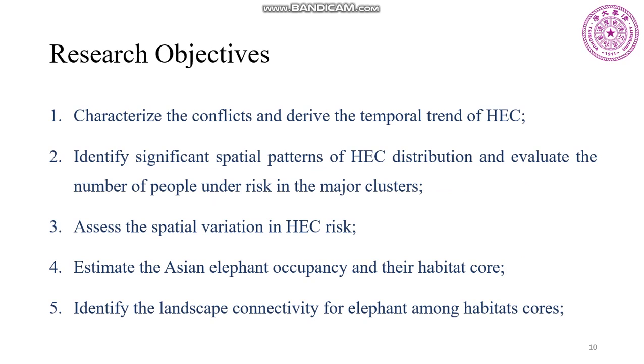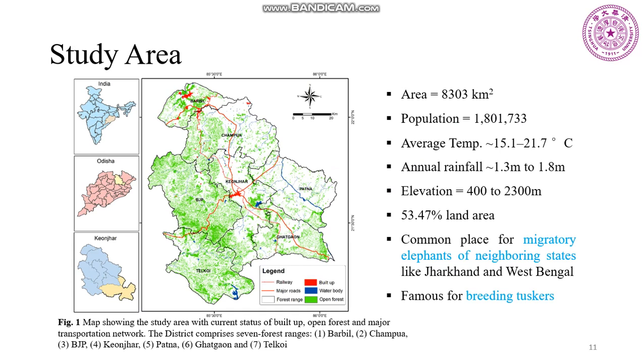Based on those gaps, I made my objectives. That is the temporal trend and characterization of human-elephant conflict, and the spatial trend. Also, I'll find out the number of people who are vulnerable to HEC. Then I'll find out the Asian elephant occupancy in my study area and their habitat core, and finally, to identify the suitable landscape connectivity, or movement pathway, for them.